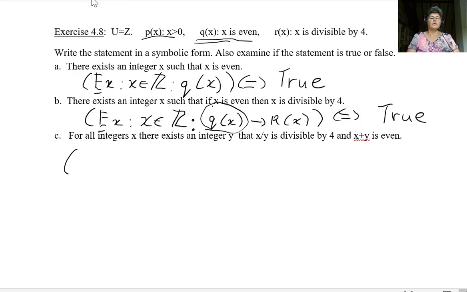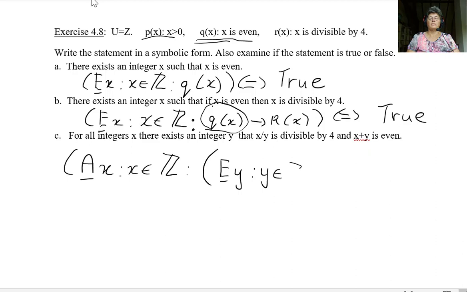Last one, for all integers. So for all, we name it x again. X from the domain Z. There exists, so there's a next quantifier. There exists an integer y, so the name is y, coming from the domain Z, in such a way that x divided by y is divisible by 4, so that the function R applies to x divided by y, and x plus y is even, so Q of x plus y.